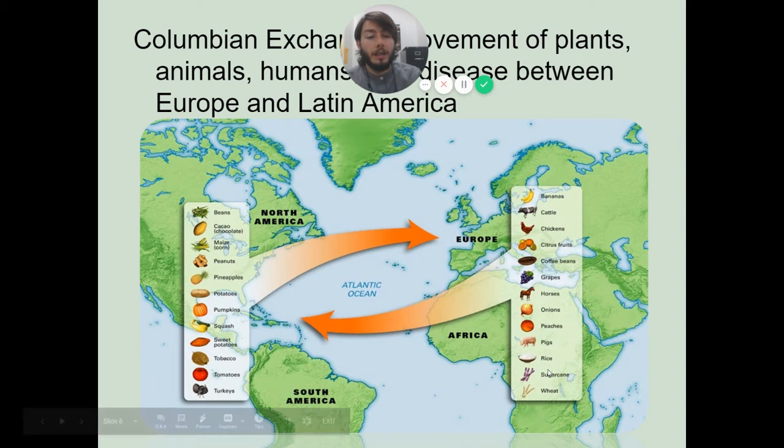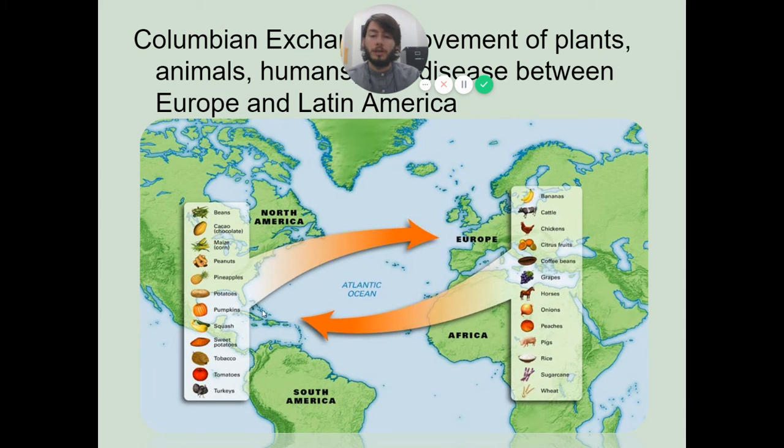So over here on the right, you have all the things that existed in Europe. For example, in the New World, there were no horses, no cows, no chickens, no pigs, no bananas, no citrus fruits, none of that. And in the New World, they had potatoes, tomatoes, tobacco, turkeys, beans, chocolate. Europe didn't have any of that.